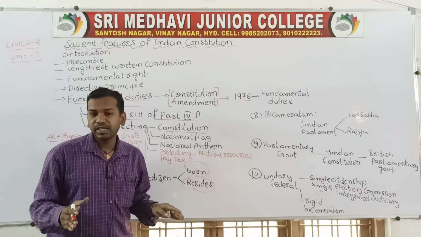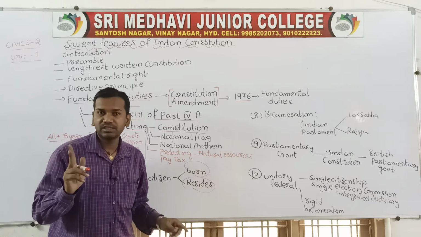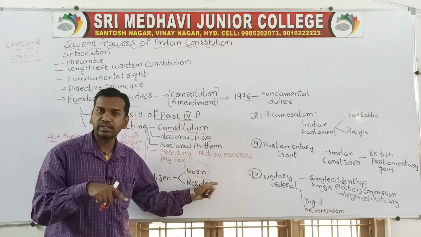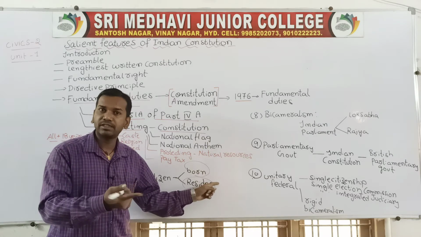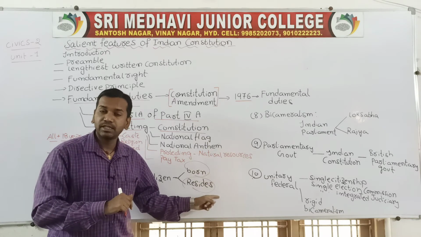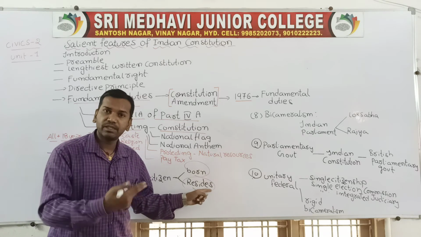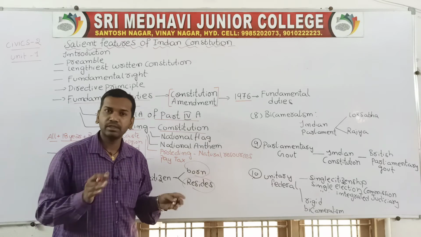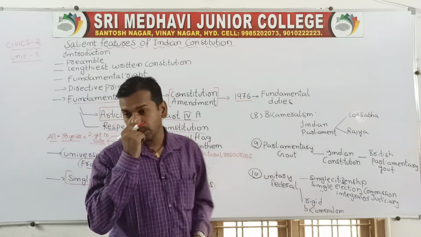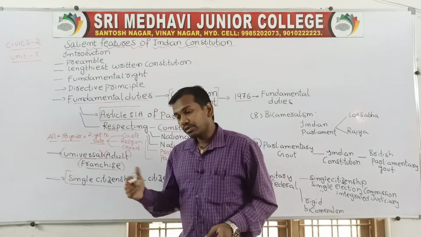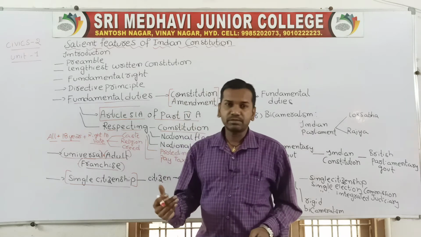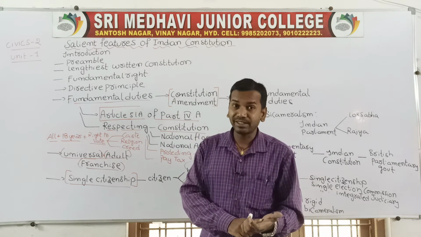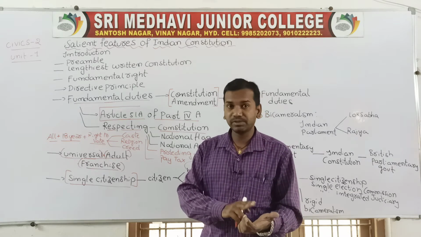So citizenship can be obtained for two reasons. One is by birth: if you were born in that country, you will be a citizen of that country. The second is residence: if you are living in that country for more than 5 years, you will become a citizen of that particular country. India has more than 30 states, but we do not have separate citizenship for the central level or for the state level.